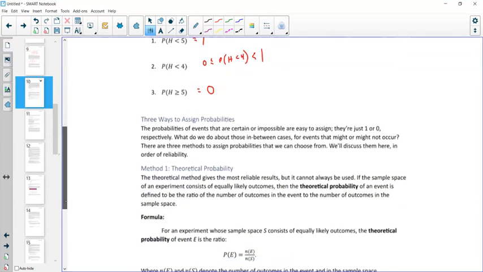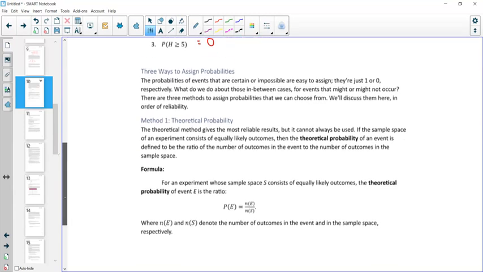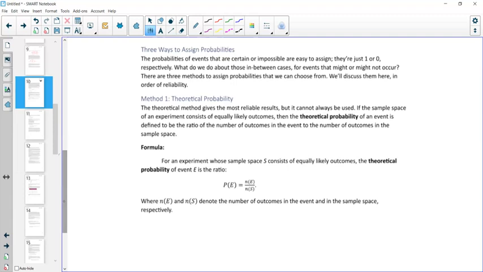So we have 3 ways that we can assign probability. Probabilities of events that are certain or impossible are easy to assign. They're just 1 or 0, respectively. What do we do about those in-between cases for events that might or might not occur? There are 3 methods to assign probabilities that we can choose from. We'll discuss them here in order of reliability. Now, first, we look at theoretical probability. The theoretical method gives the most reliable results, but it cannot always be used.